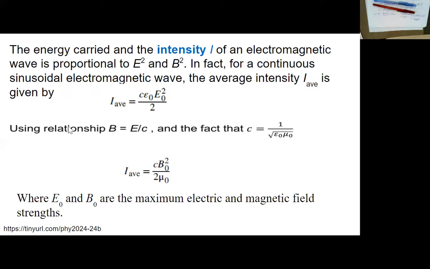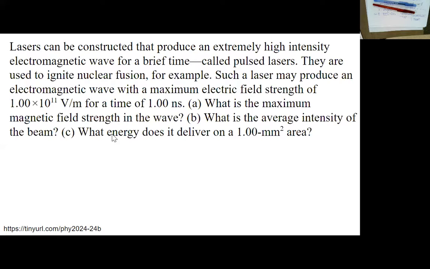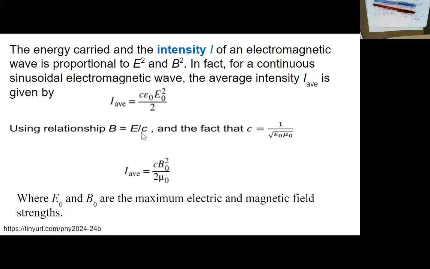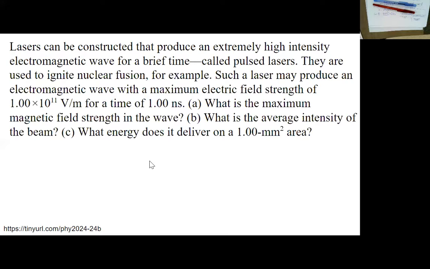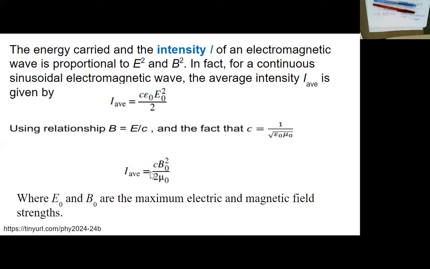I forgot to mention the relationship of B and E, the magnetic field and the electric field. The magnetic field is equal to the electric field divided by the speed of light. So if B0, the maximum B, is equal to the maximum E divided by c, then you will have two expressions for the average intensity: either this one, if all the energy is in the form of the electric field, or the second equation, if all the energy is in the form of the magnetic field.